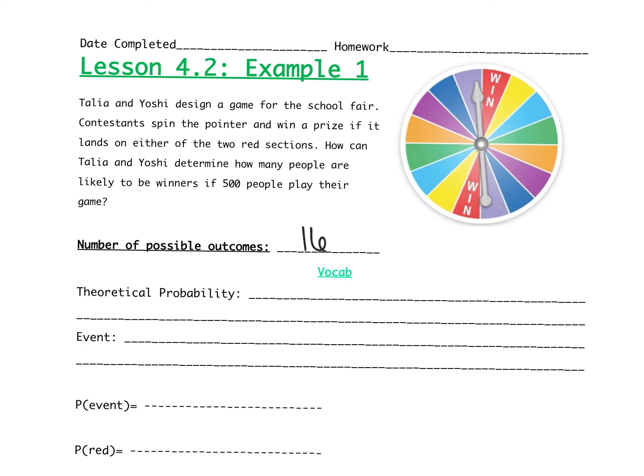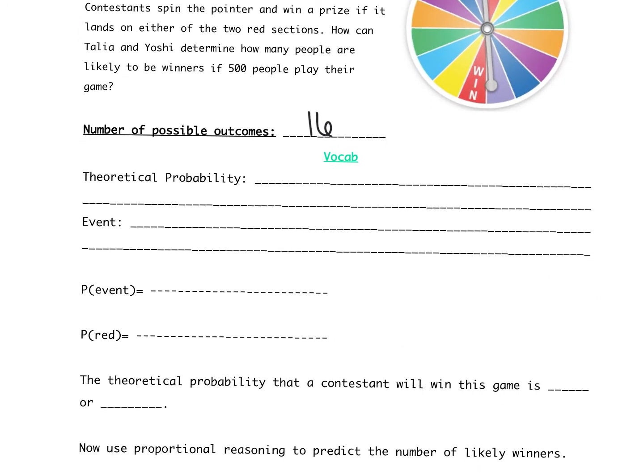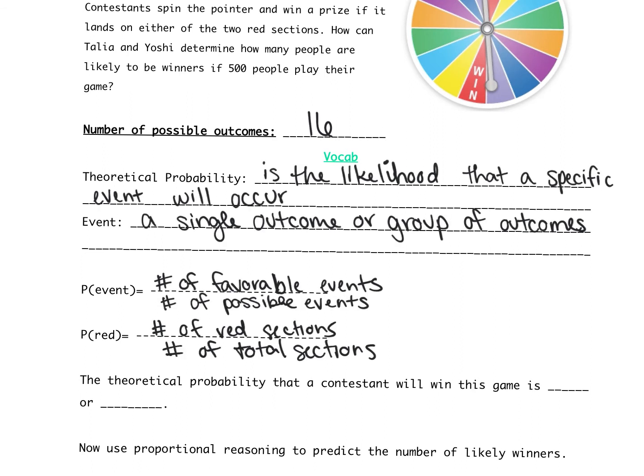Let's talk about a little bit of vocabulary before we continue. Theoretical probability is the likelihood that a specific event occurs. Pause the video and just copy it down. So again, theoretical probability is the likelihood that a specific event occurs.